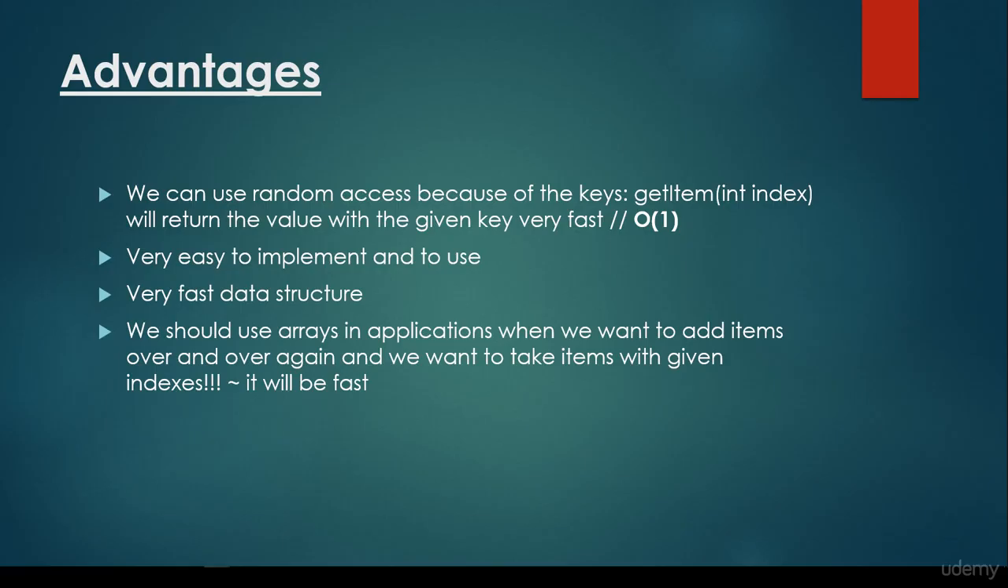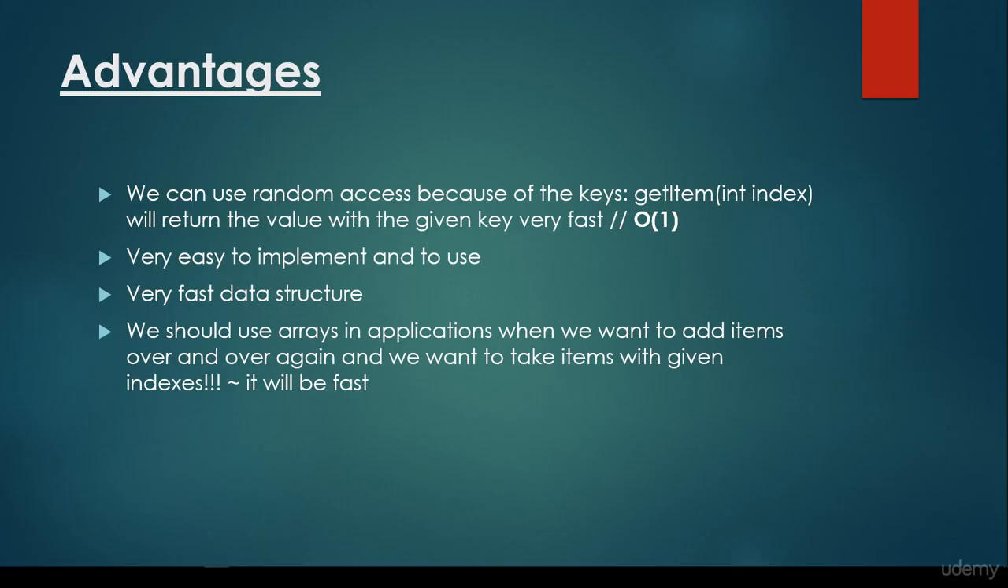Okay, so what are the advantages of arrays? We can use random access because of the keys. So we will see the getItem method or something like this. It can have the name get or whatever. What's important is that we have to specify an index or a key, and it will return the value with the given key very fast in constant time complexity. This is the so-called random access, that we don't have to search for a given item.